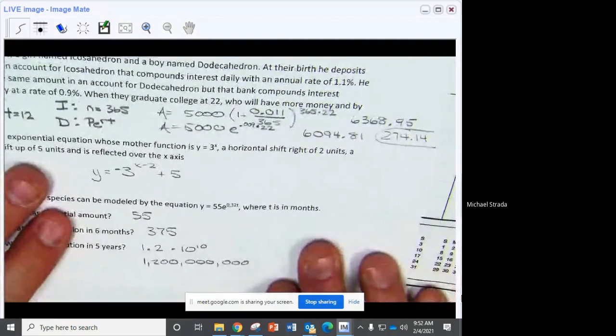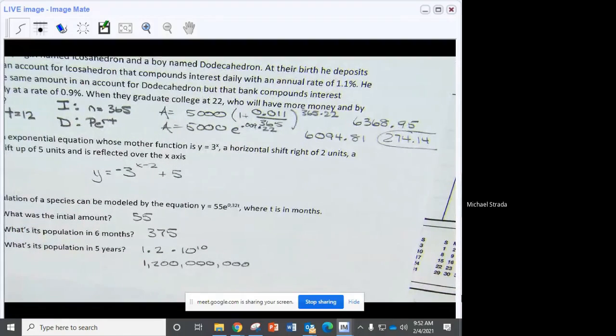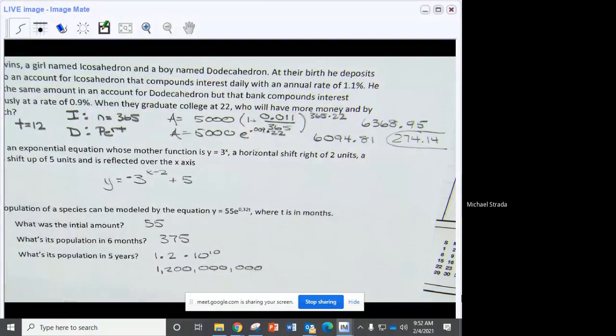All right. So for the first one, it is going to make about $274.14 more. The second one, the equation is -3 to the x minus 2 plus 5. The initial amount in the last one is 55. After 6 months, it will be 375. And after 5 years, it will be 1,200,000,000, or 1.2 times 10 to the 10th.